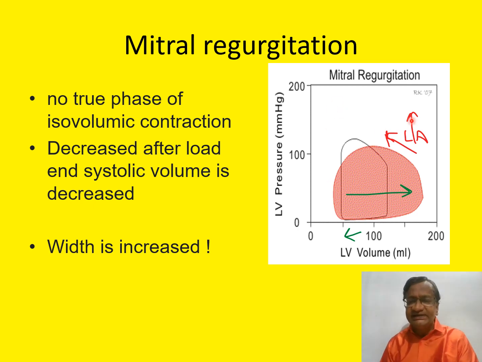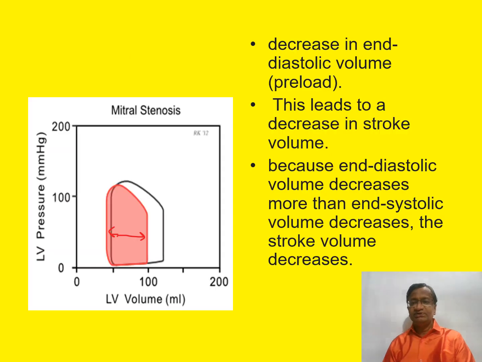So you cannot get a proper isovolumetric contraction phase or sometimes even an isovolumetric relaxation phase. There is leaking going on. The valve is not intact. So it is not as straight as this. The curve goes like this slightly and pushes like this. Now you can see the width is increased in regurgitation. This is what we should know. The width is increased in regurgitant lesions.